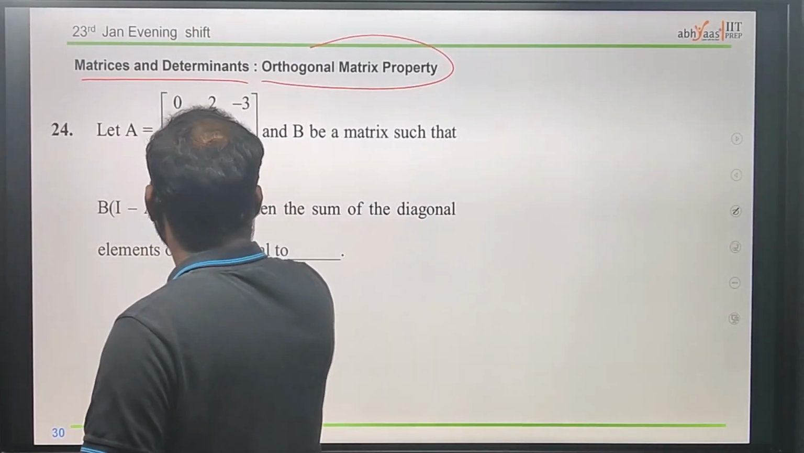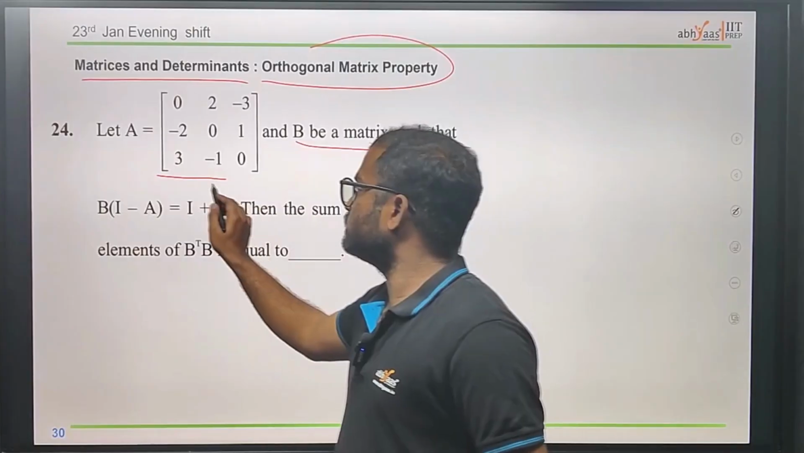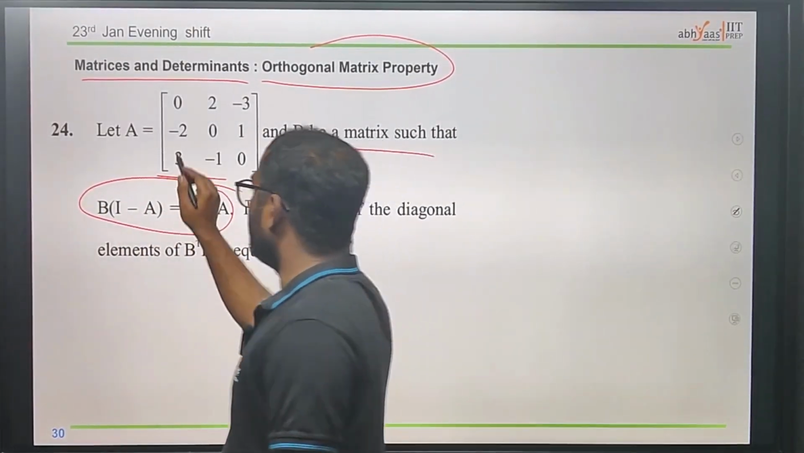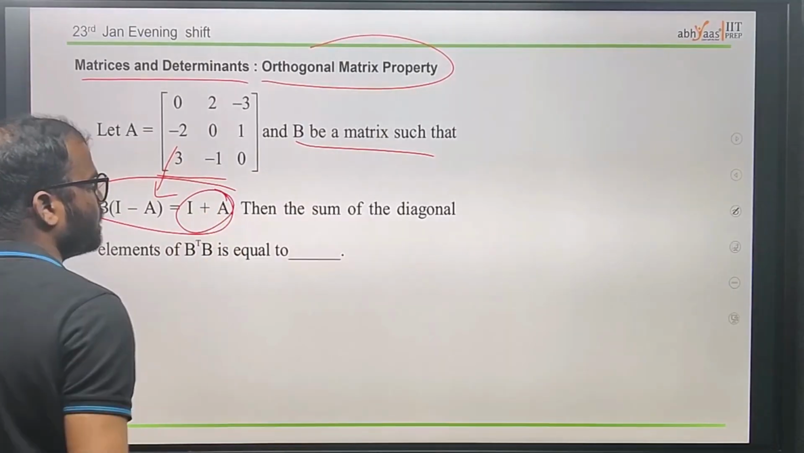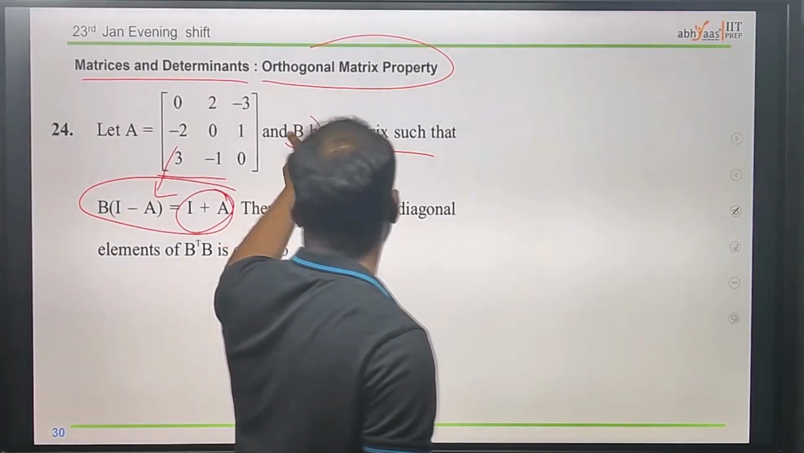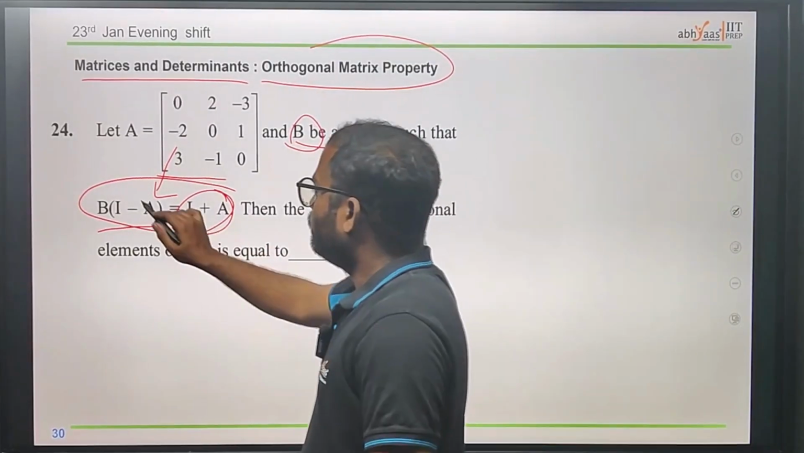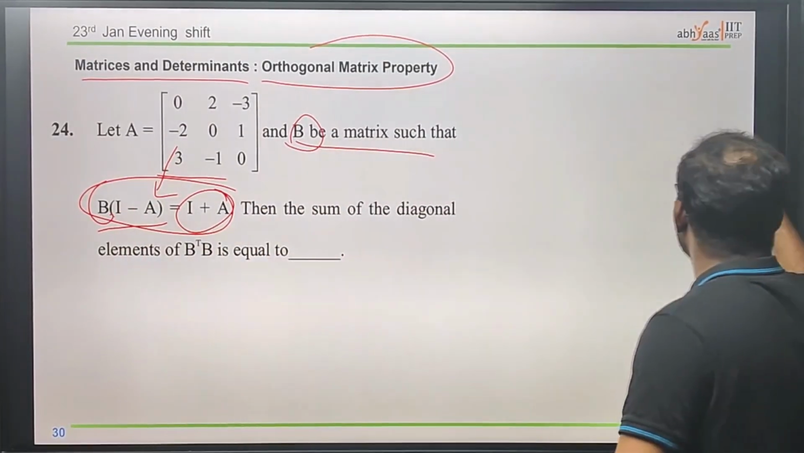If they are given A matrix and B is a matrix of this form, B equals identity minus A, this one, which gives identity plus A. We need to find B in order to do this one. If we substitute this one, we can easily find that B.